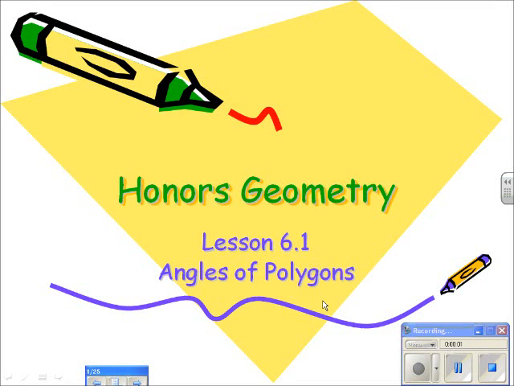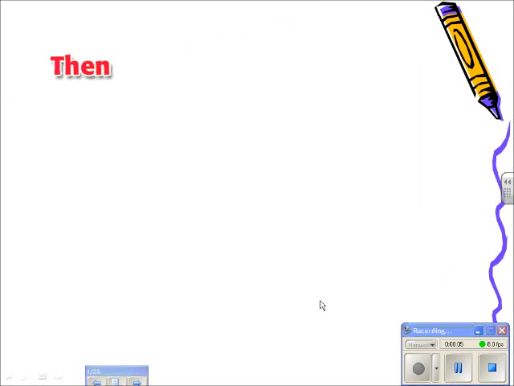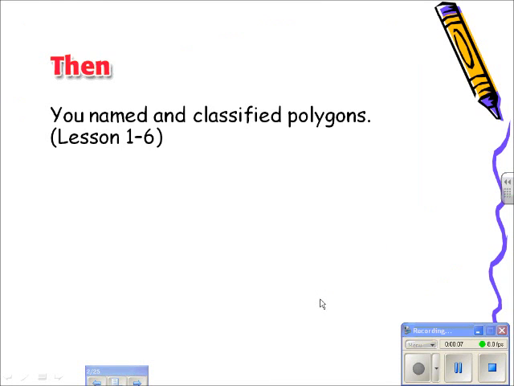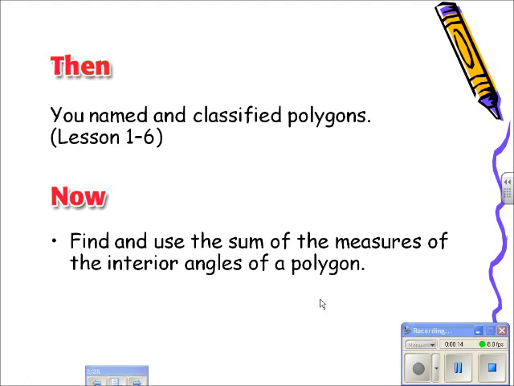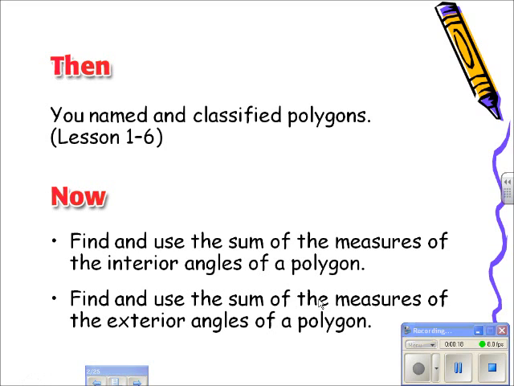Okay, lesson 6-1 for honors geometry is on angles of polygons. All the way back in chapter 1, you named and classified polygons. Now you're going to find and use the sum of the measures of the interior angles of a polygon, and you're going to find and use the sum of the measures of the exterior angles of a polygon. And you'll see the relationship between the two.